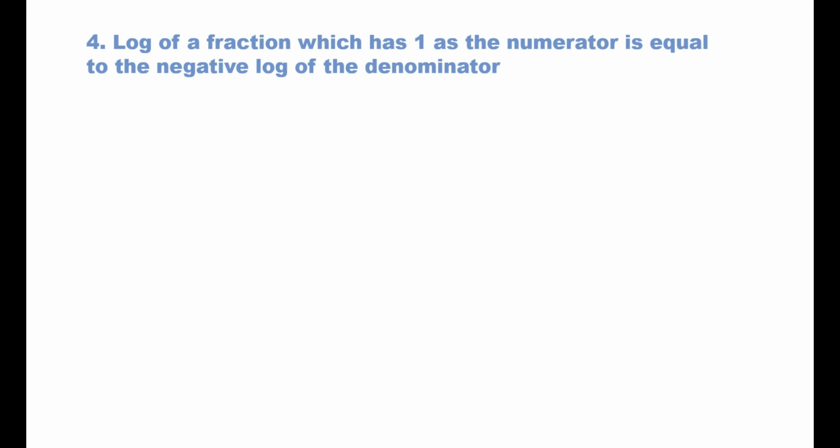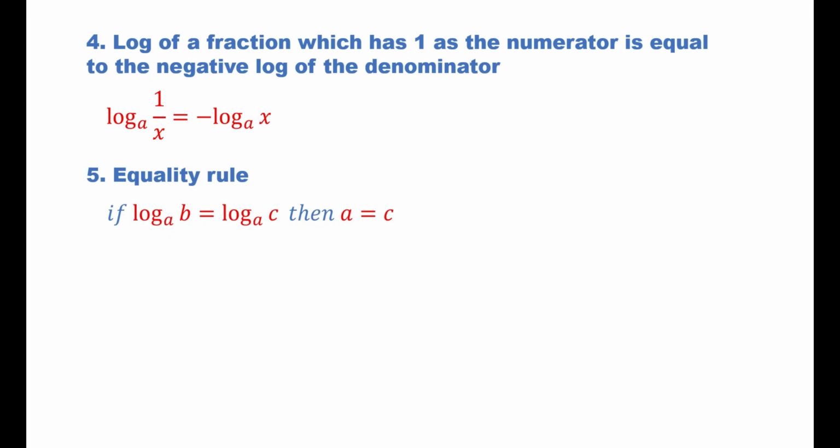The fourth one states that log of a reciprocal, or log of a fraction which has 1 as the numerator, is equal to the negative log of the denominator. This can be expressed as log 1 over x is equal to negative log x. The fifth one is the equality rule, which states that if you have an equation with two logarithms which have the same base, it means their values are the same. This can be expressed as: if log b base a is equal to log c base a, then b is equal to c.